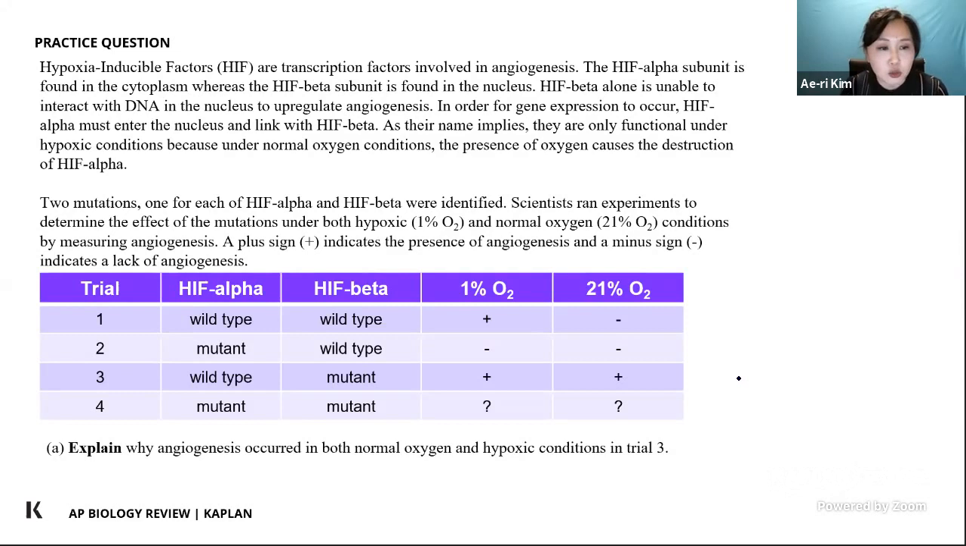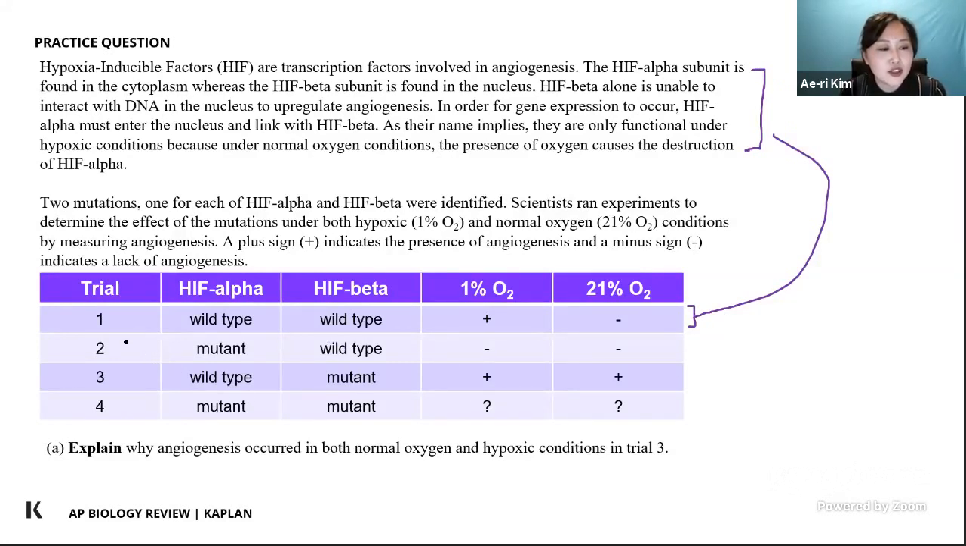So we have two mutations, one for each of the subunits, and then we run an experiment so that we measure what's going on with these different mutations in two different conditions. So we're measuring the presence of angiogenesis. Always start with the wild type. Notice that wild type, we have trial one, we have HIF alpha and beta, they're both wild type. Under hypoxic conditions, so 1% oxygen, you get angiogenesis. Good. Under lots of oxygen, you don't get angiogenesis. Also makes sense. The data here should align with the information you learn about in the first paragraph.